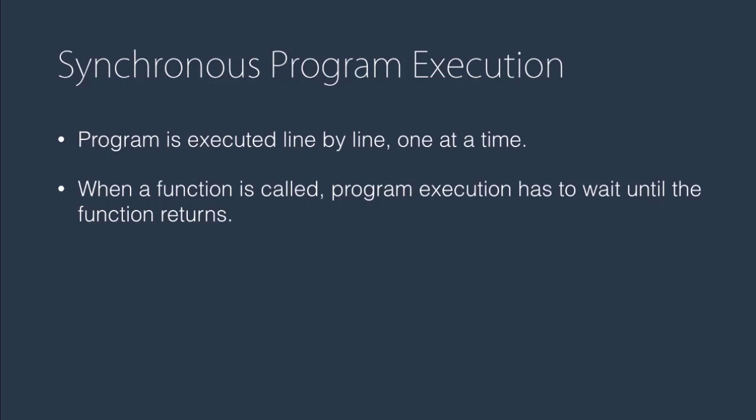Program execution model: a program is executed line by line, one at a time. When a function is called, program execution has to wait until the function returns before it continues to the next line. Let me show you a demonstration of that.